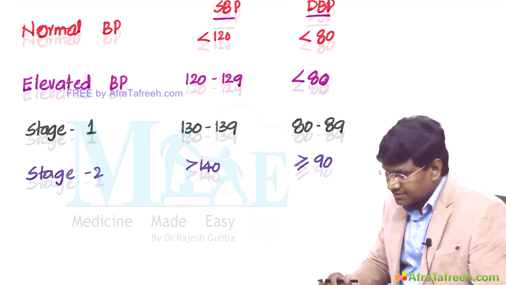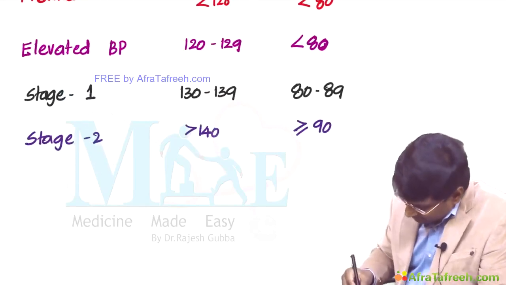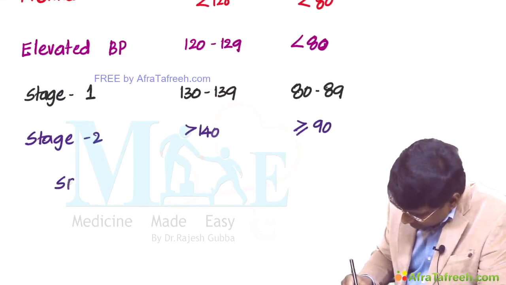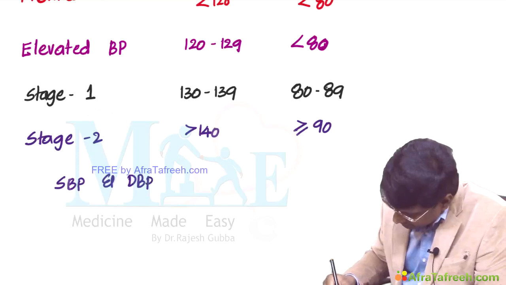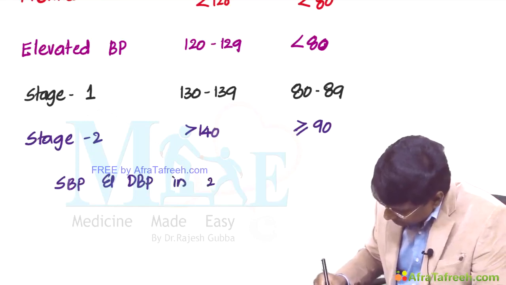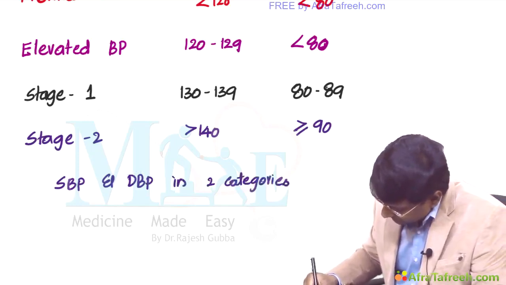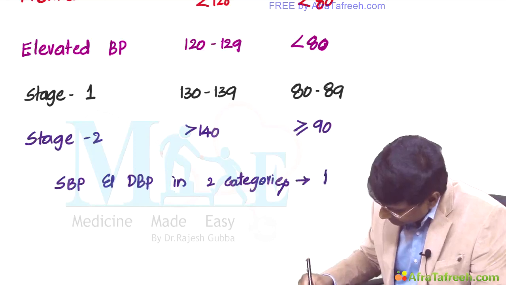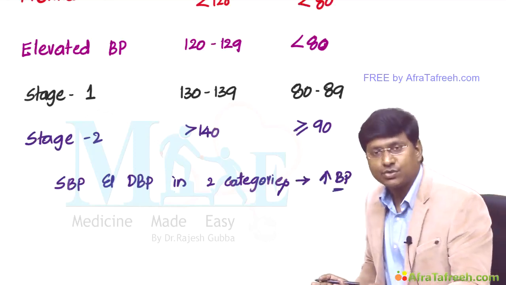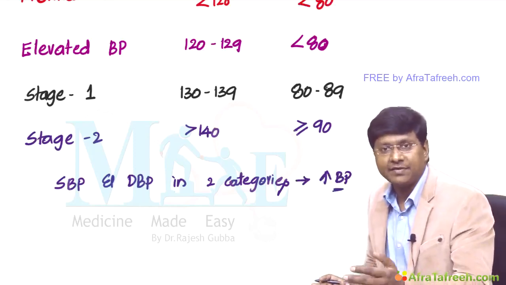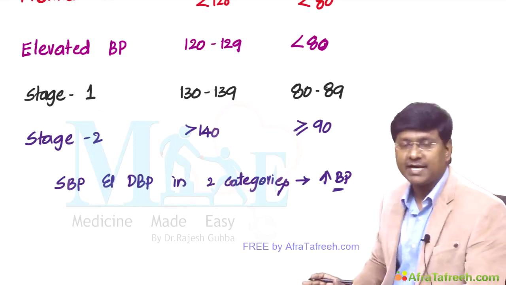Now, when will you consider that the patient is having hypertension? Remember, individuals with systolic blood pressure and diastolic blood pressure in two categories should be designated as having high blood pressure. That means a minimum of 2 times in the two settings the individual should have a higher blood pressure, both systolic and diastolic. Then we can consider that the patient is having hypertension.